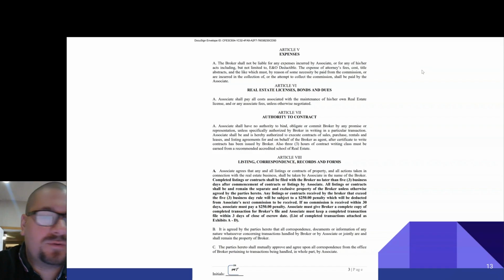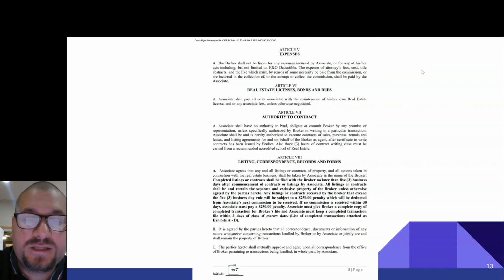And I believe ADRE requires that as well. All right, Article 8, right? Article 765. So Article 8, listing, correspondence, records, and forms. Associate agrees that any and all listings or contracts of property and all actions taken in connection with the real estate business shall be taken by associate in the name of the broker. Completed listings or contracts shall be filed with the broker no later than.